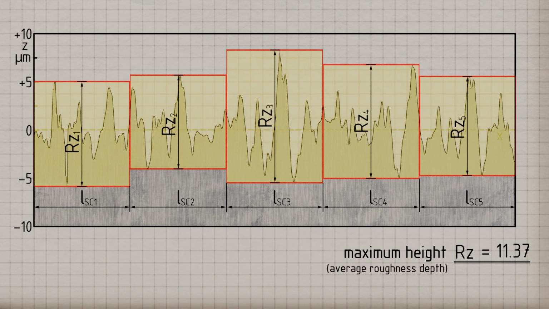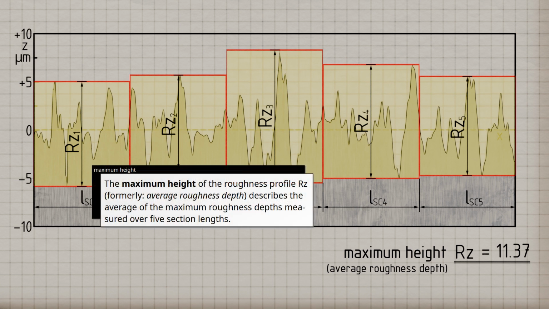This averaged maximum height of the roughness profile is determined and output directly by the software of the profilometer. Note that for our measured surface, a profile height of a maximum of 6.3 micrometers is specified according to the drawing. Therefore, we would need to rework the surface suitably, for example by grinding. So note, the maximum height of the roughness profile Rz, formerly called average roughness depth, describes the average maximum height of the roughness over 5 section lengths, each measured from the lowest point of a profile valley to the highest point of a profile peak.